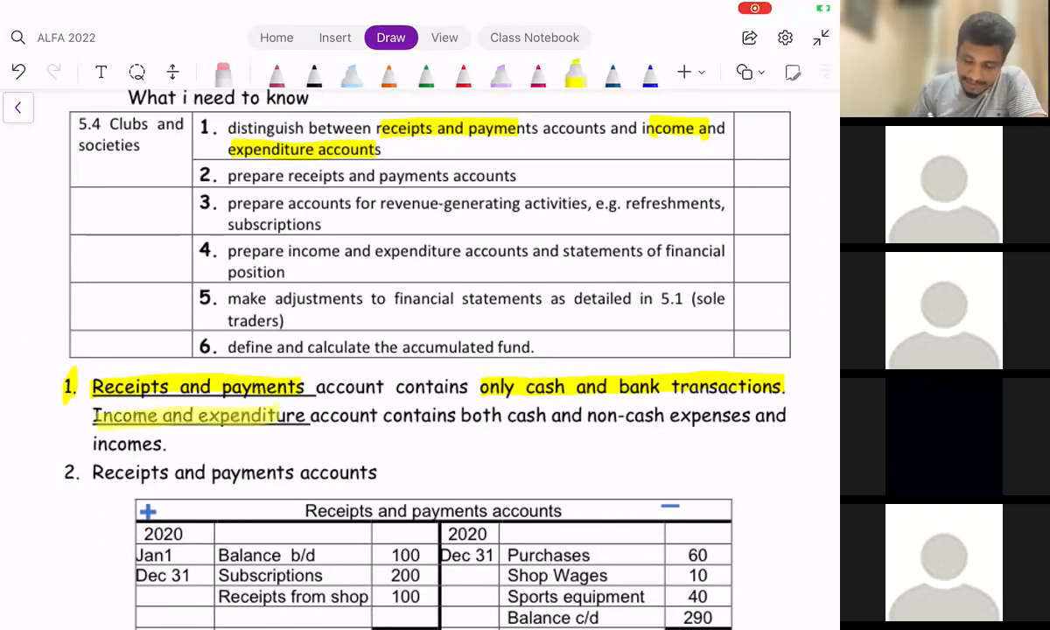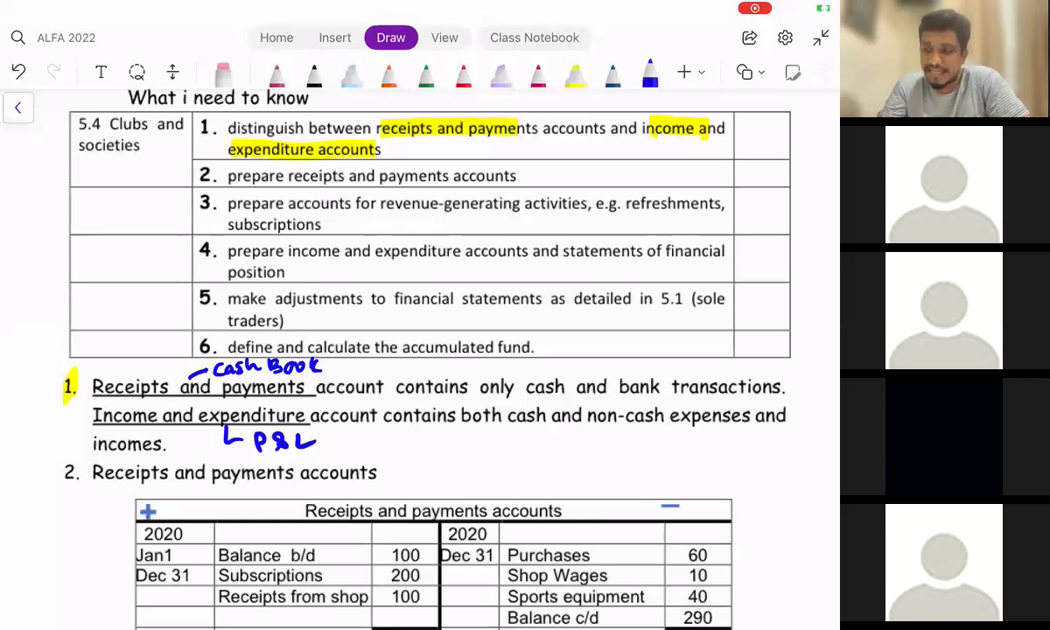And income and expenditure contain both cash and non-cash expenses and income. In simple words, receipt and payment is a summary of the cash book. Income and expenditure is a P&L account, a profit and loss account. That's the first thing you need to know, the difference between receipt and payment and income and expenditure.